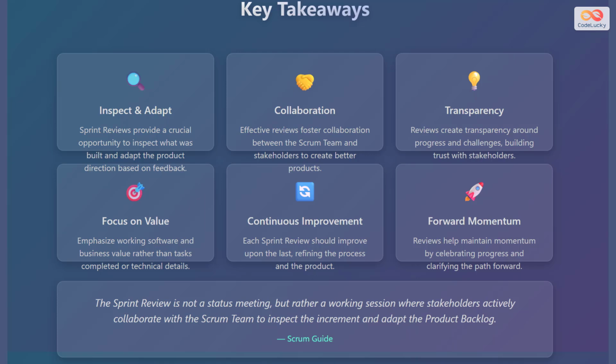As the Scrum Guide says, the sprint review is not a status meeting, but rather a working session where stakeholders actively collaborate with the Scrum team to inspect the increment and adapt the product backlog.